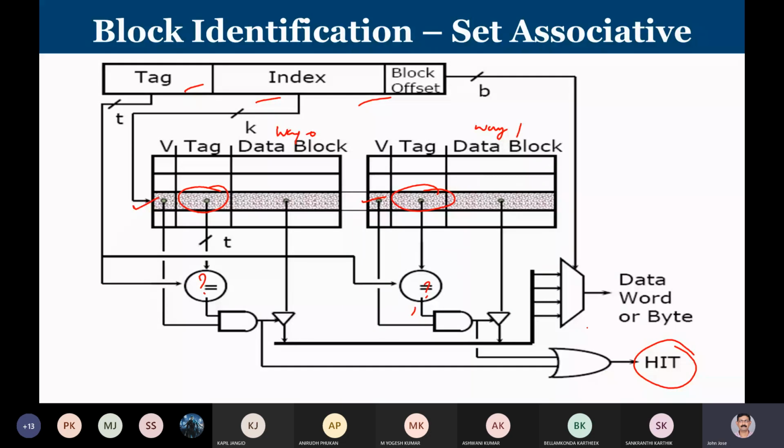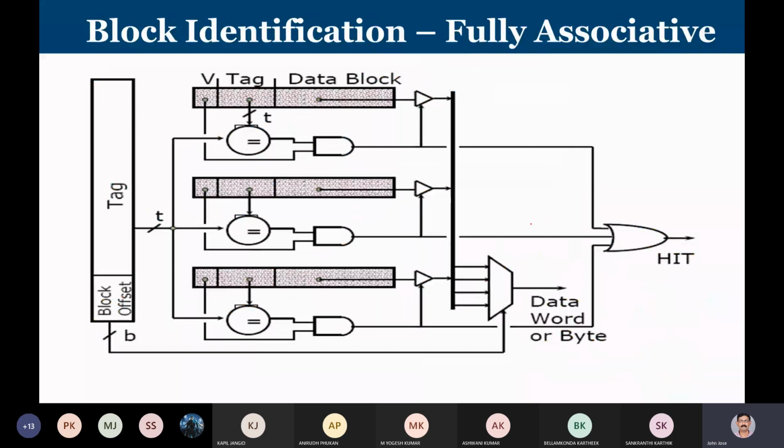Then accordingly, using the offset, it acts as a select line for the multiplexer. Data is extracted out from this. So there is a latch which will take your data from here, from way 1. This will select from way 2, and appropriately you have to transfer the data. This is the concept of set associative. So searching both the sets happens parallelly.